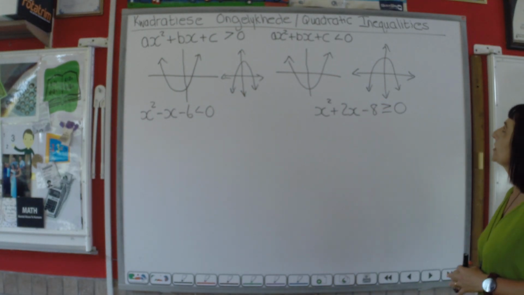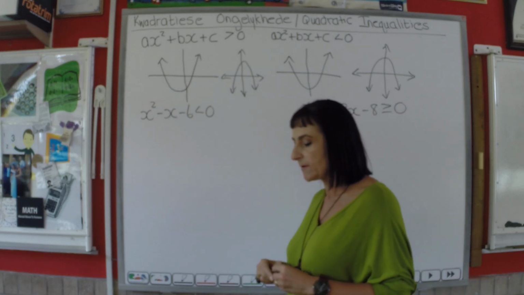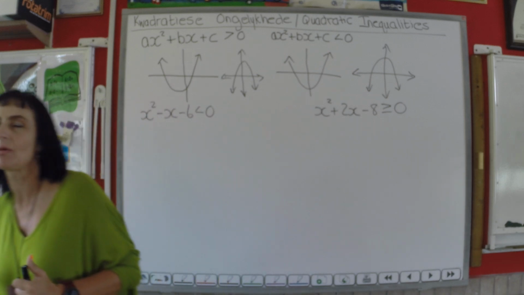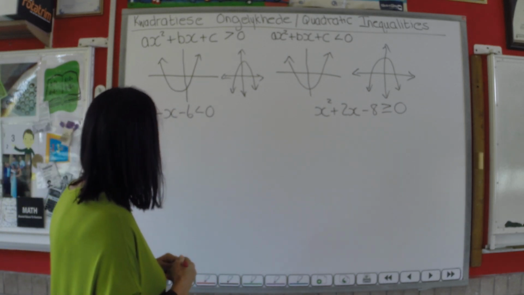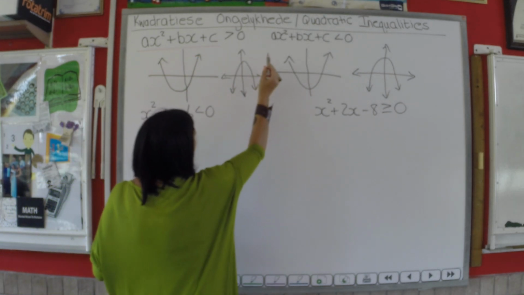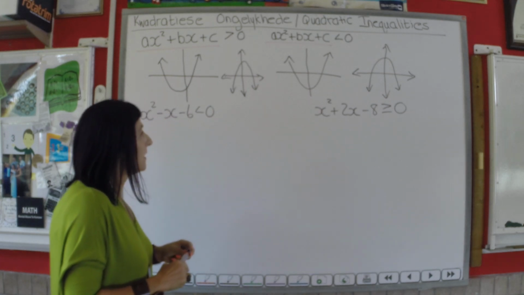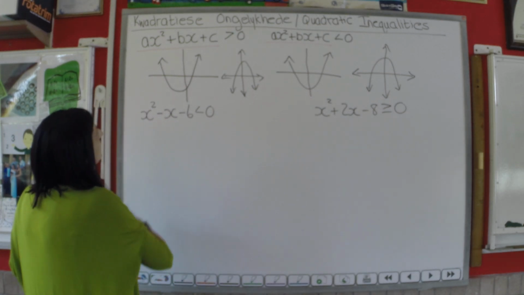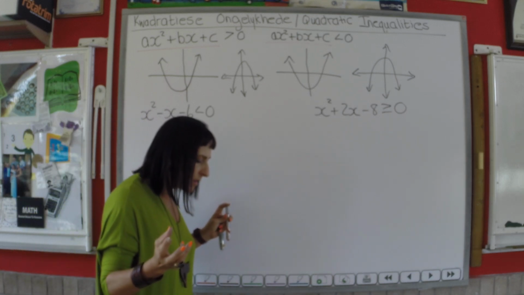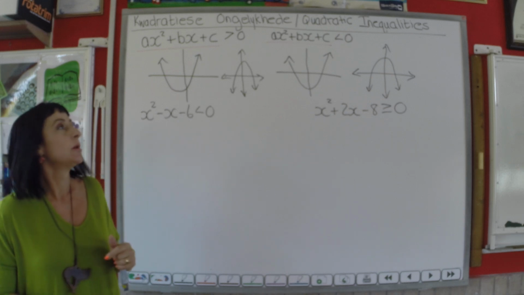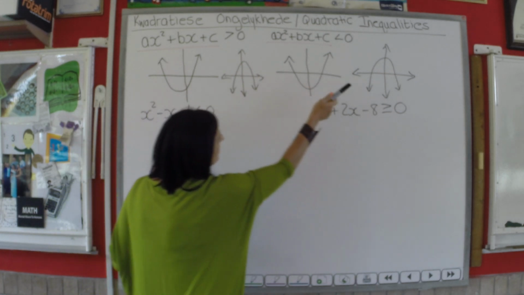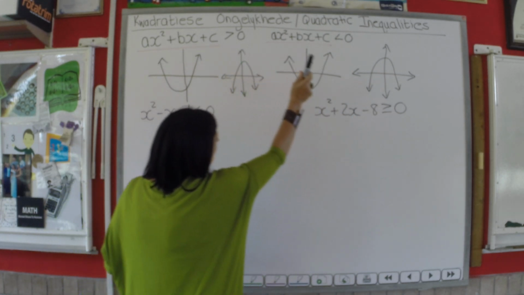Quadratiese ongelykhede, quadratic inequalities. When we think of a quadratic equation, we know that the standard quadratic equation, die quadratiese vergelyking wat ons ken, wat ons altyd faktoriseer, is ax kwadraat plus bx plus c. So, as ons gaan kyk na ons quadratiese vergelykings, the standard ones, and we use that with inequalities, then we know it's greater than, smaller than, greater and equals, smaller and equals.